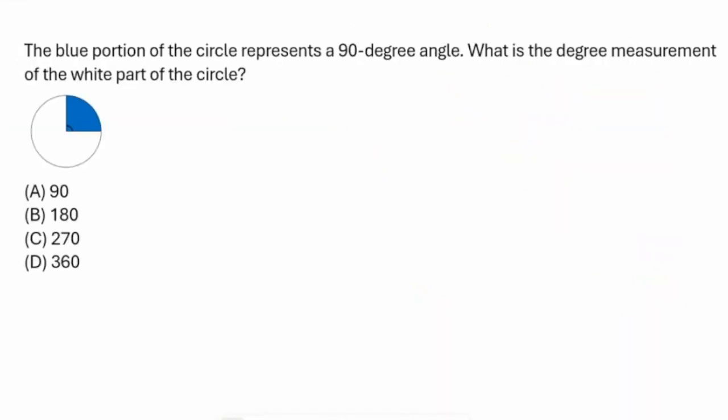The final problem asks, the blue portion of the circle represents a 90-degree angle. What is the degree measurement of the white part of the circle? This basically comes down to knowing some definitions. A circle has 360 degrees. Memorize that if you haven't already. A 90-degree angle is also called a right angle, and a circle has 4 90-degree angles inside of it. Memorize that if you haven't already. For this problem, we're just subtracting the 90-degree angle from the 360-degree angle of the full circle. So it's just simple math.